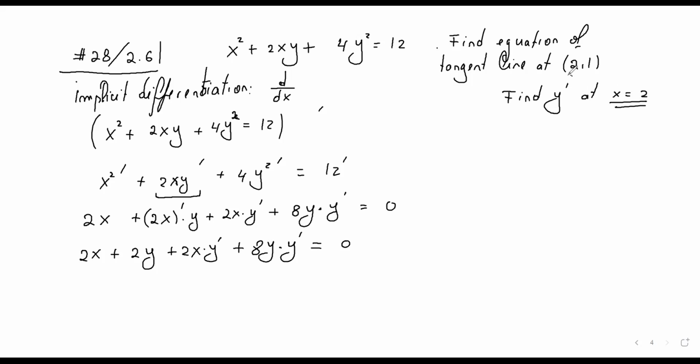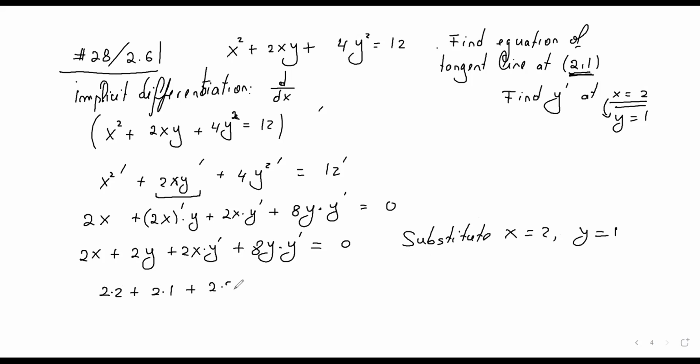Now when x equals 2, we know that on the graph y is equal to 1. So what I have to do here, folks, is simply substitute x equals 2 and y equals 1 in this formula, and I'm going to get 2 times 2 plus 2 times 1 plus 2 times 2 times y prime plus 8 times 1 times y prime equals 0.